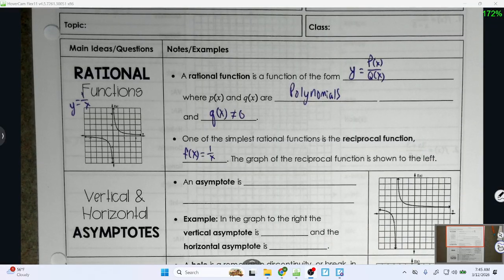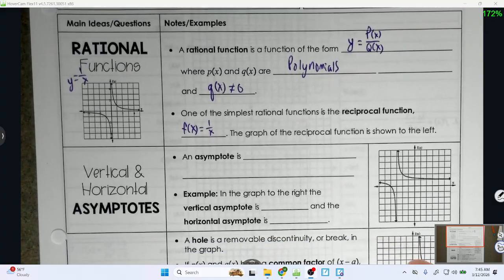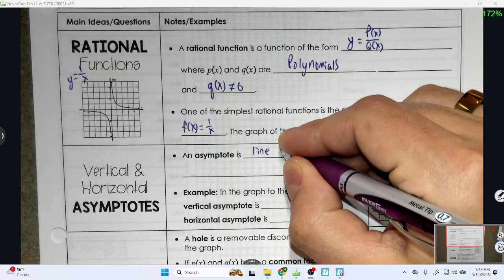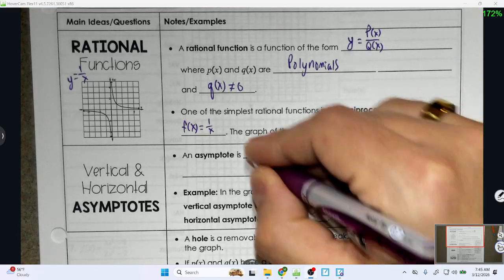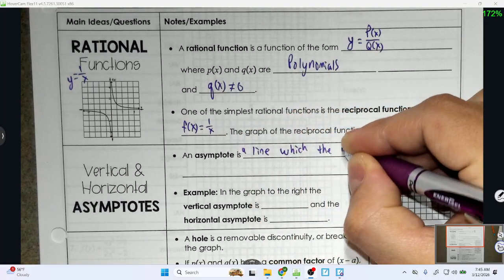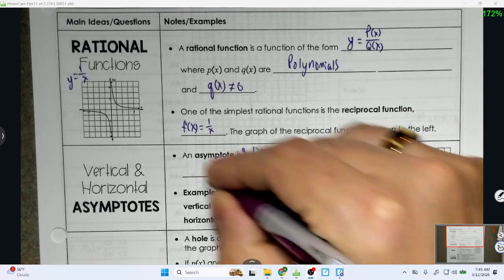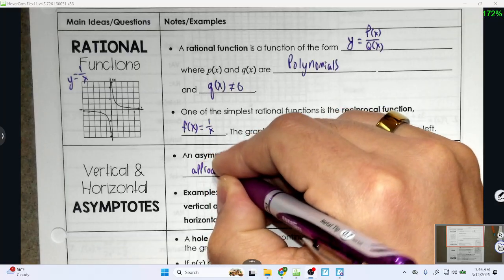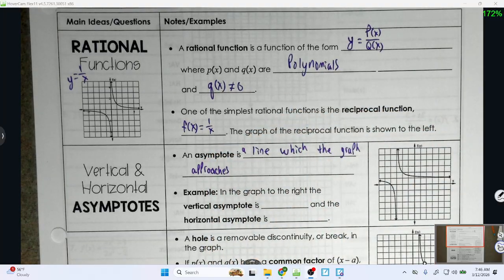An asymptote, in case you didn't already know, is a line that the graph approaches. Some of you have these notes, so my apologies. We're just going to get the vocab, and then we're going to go from there.